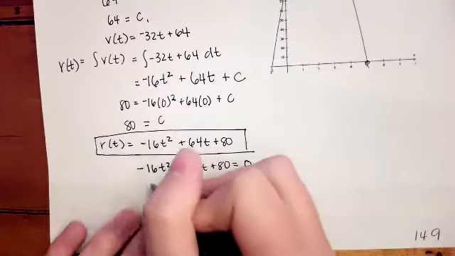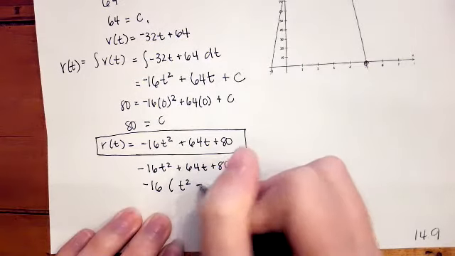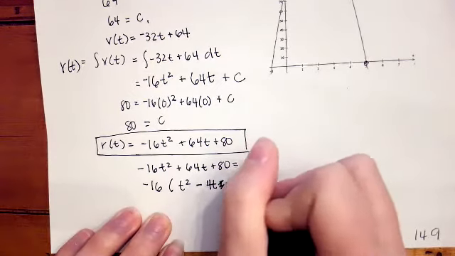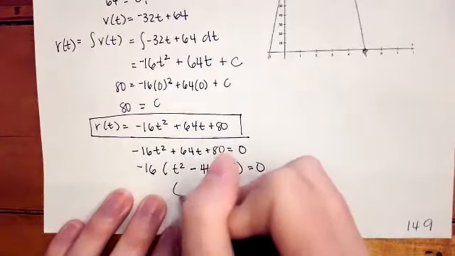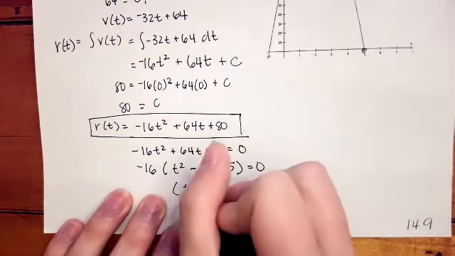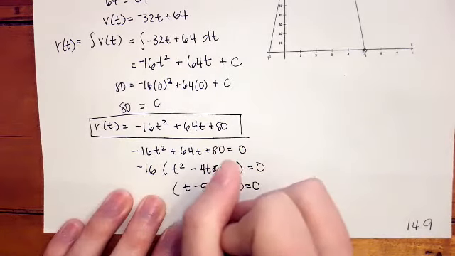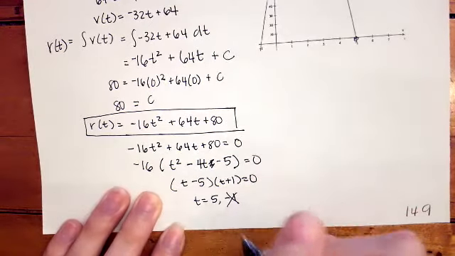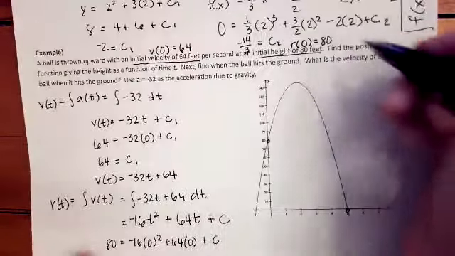I'm now going to factor out a -16. That makes this inside part a lot easier to factor. Well, t minus 5, t plus 1. So t can be 5 or -1. We know time cannot be negative, so we'll leave it as t is 5. That's where it's hitting the ground. And it matches up with what our graph tells us.